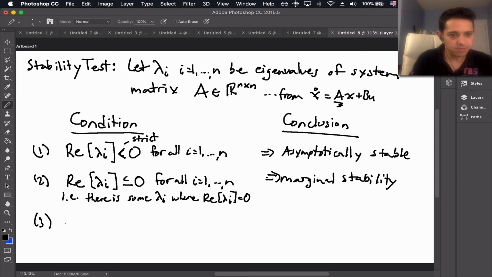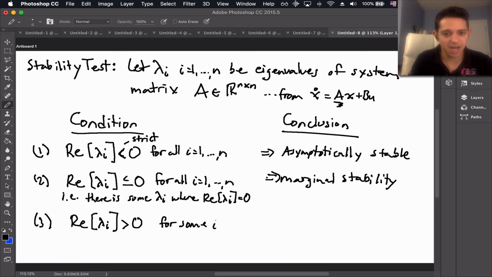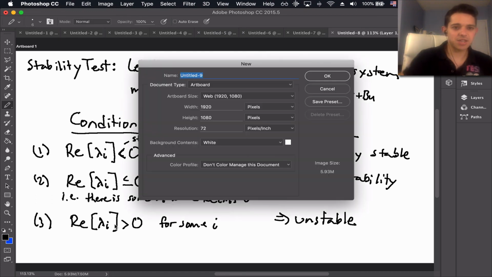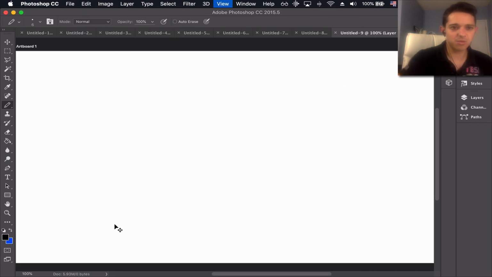And then the third condition is basically not any of the above, which means that the real part of the eigenvalue is strictly positive for some i, not all of them, but just any one. If any one of them has a positive real part, then the conclusion: unstable. Your system blows up. One or more of the states will go to infinity. Okay? So let's actually do an example here, and this will be the last one.